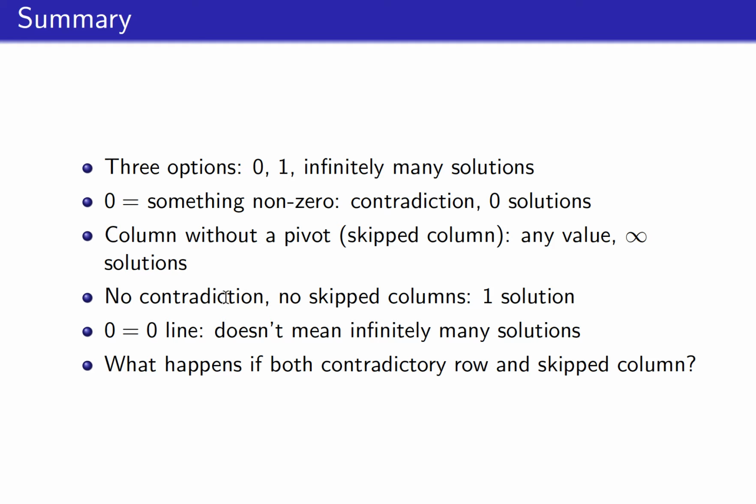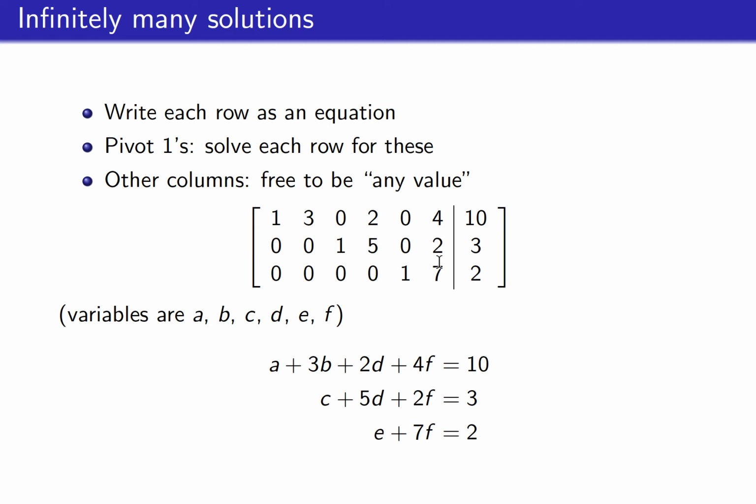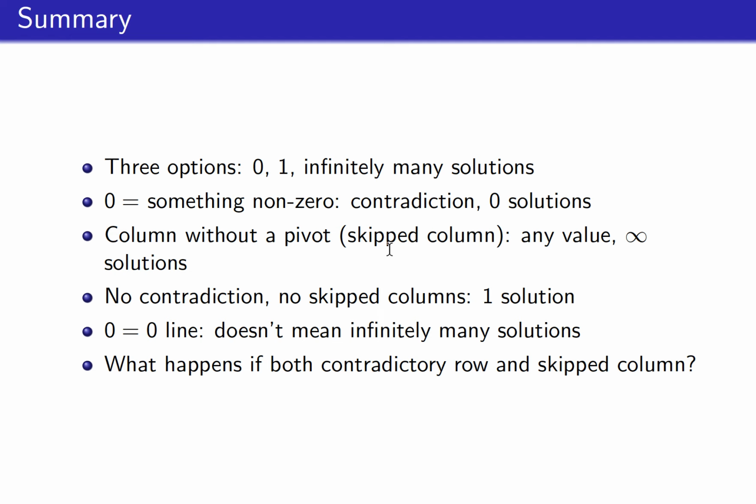If there are no contradictory rows, and if there are no skipped columns, okay, by the way, when I say a skipped column, this also includes columns I didn't even get to. Like this one, this column I didn't even get to. This is also free to be any value. See, any value. So a column without a pivot, either a skipped column or a column I didn't even get to, can be any value, and so that means there are infinitely many solutions.